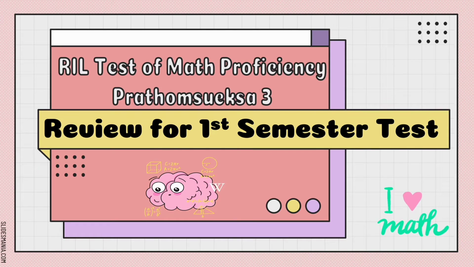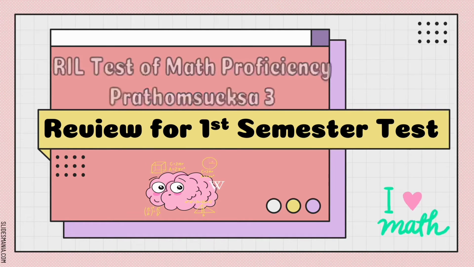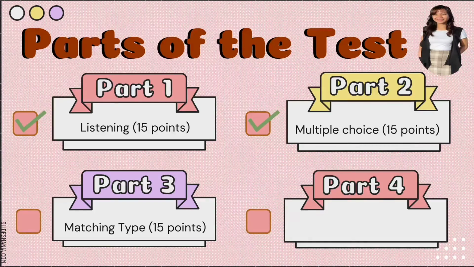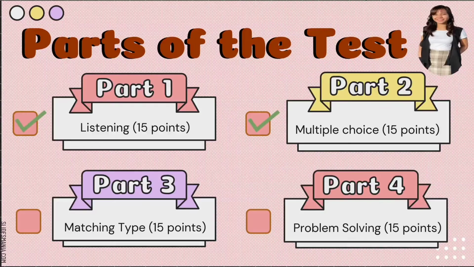In this video, we are going to review for the first semester test. For the parts of the test, we already tackled part 1 and part 2 in last week's video. So today, we're going to review part 3 and part 4 of the test. Part 3 is matching type, for 15 points. Part 4 is all about problem solving, also for 15 points.